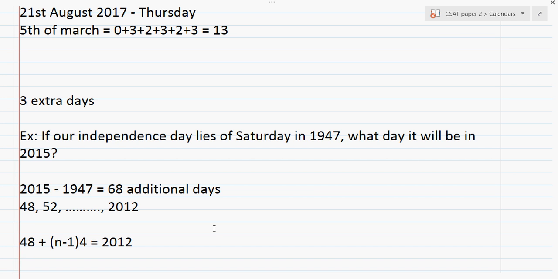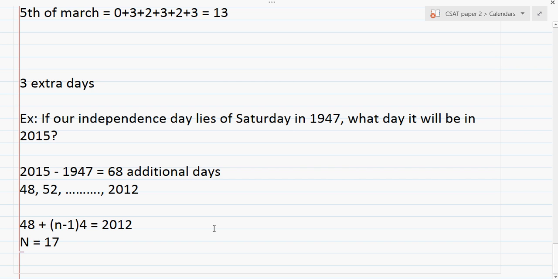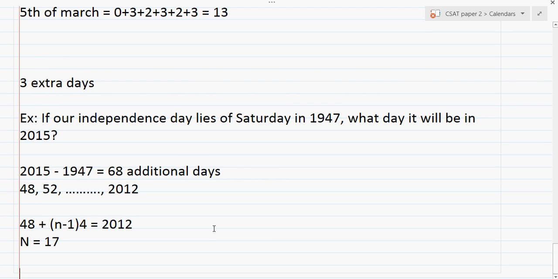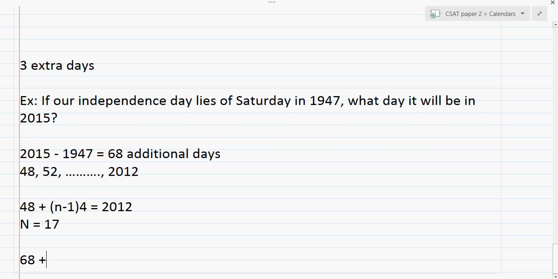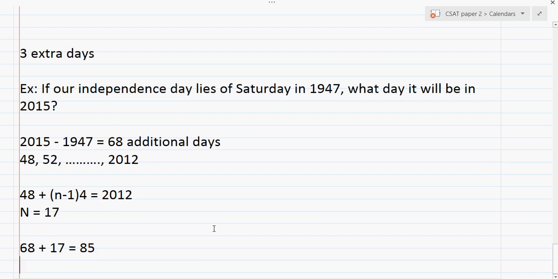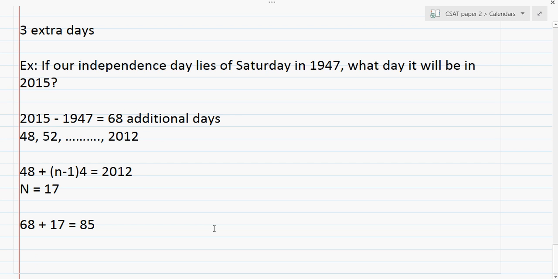So from here we would find that n is equal to how much? Simply calculate, n would be 17, I suppose, right? So n would be 17. So 68 additional days plus 17 additional days, which means how many? 68 plus 17, a total of 85 additional days. Now these additional days would have some complete weeks, right? So how many complete weeks should be there? It would be 85. We know that 84 is a multiple of 7, which means there would be 12 complete weeks plus 1 additional day. So that 1 day would be added to Saturday, and hence we would arrive at a Sunday in this case.